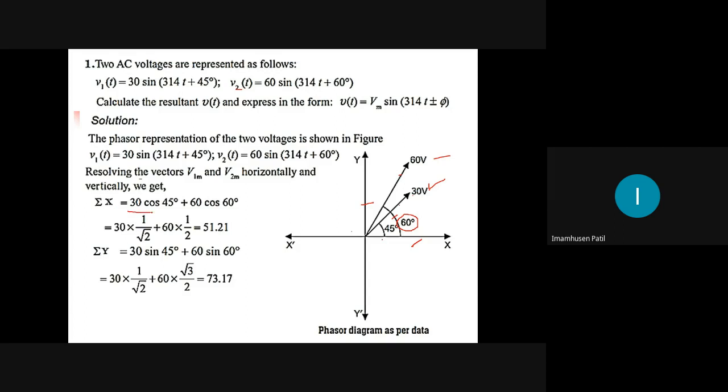Now you can see the horizontal component: this is 30 cos 45 and 60 cos 60. Vertical component: 30 sine 45 and 60 sine 60. Now 60 cos 60 is half. Cos 45 is 1 by root 2. This comes out to be sigma x equal to 51.21. Similarly, vertical component 30 sine 45 plus 60 sine 60 comes out to be 73.17.